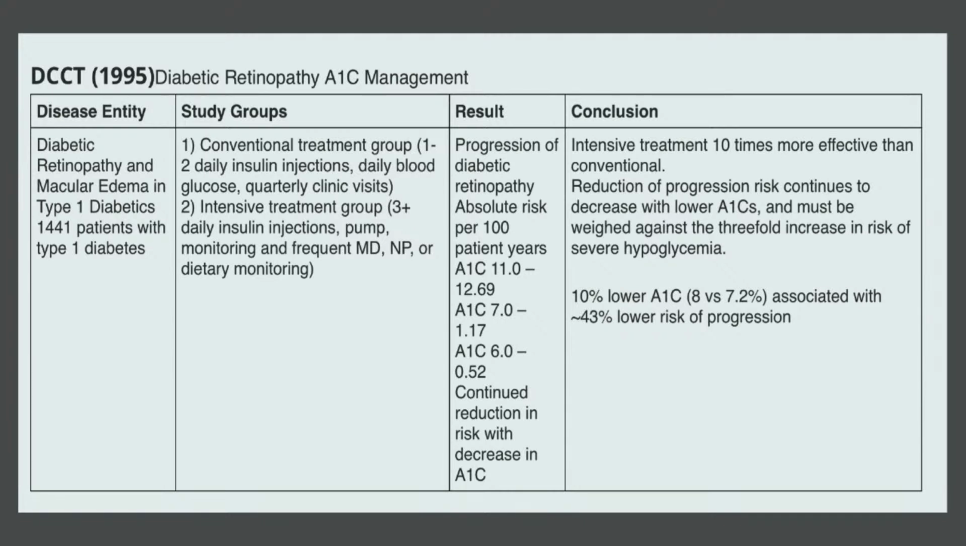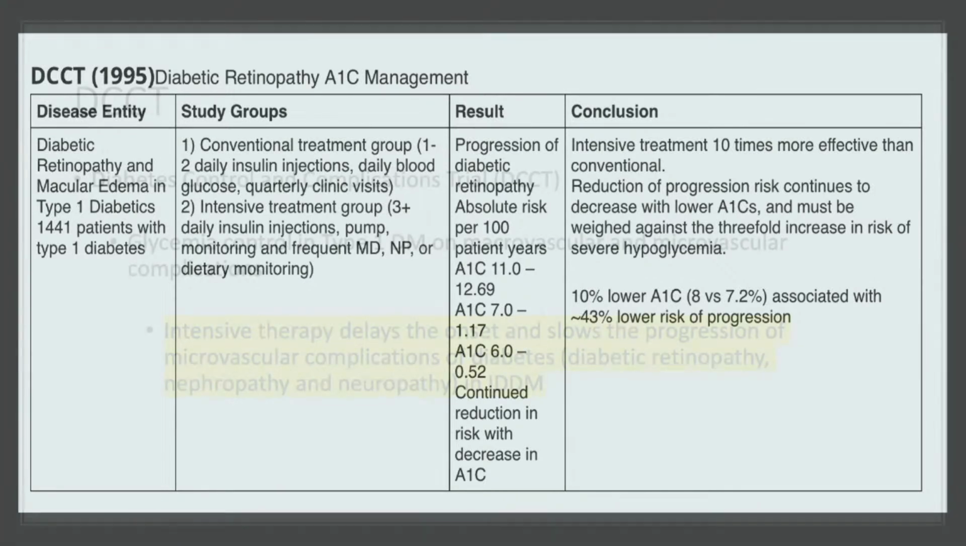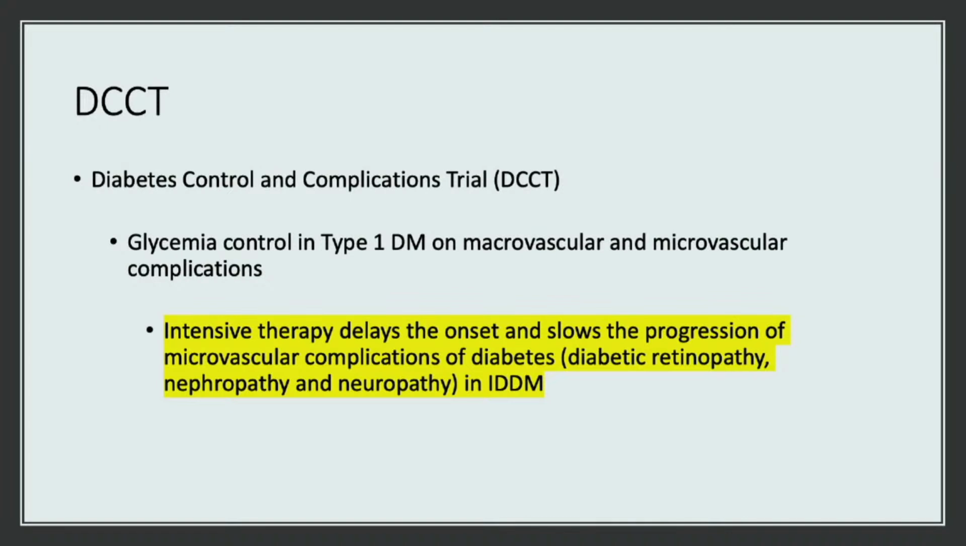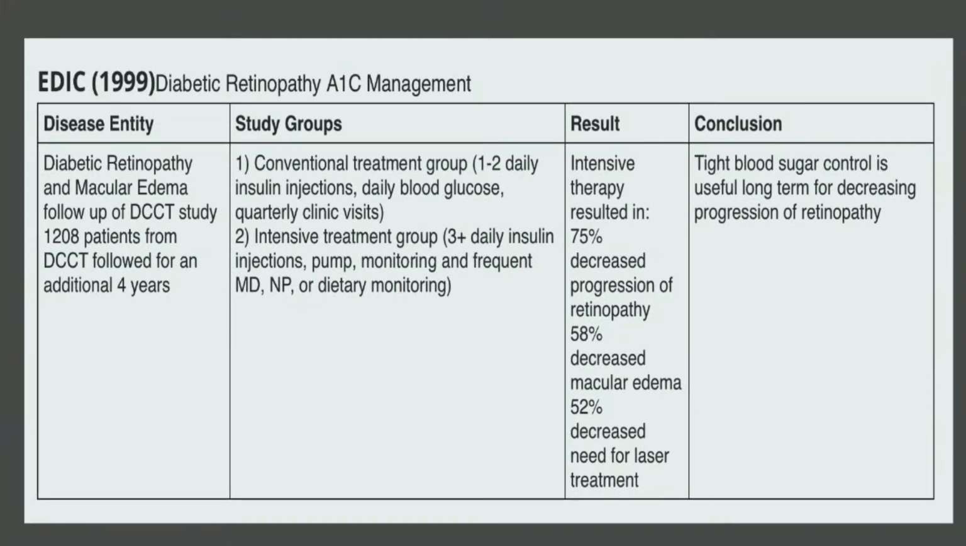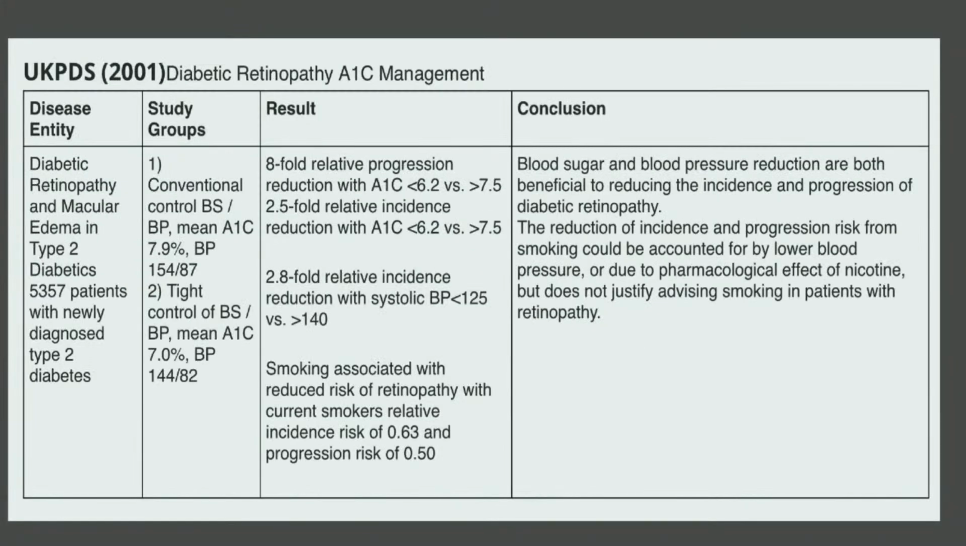Now the answer from the control study is that you have to keep the diabetes under very strict control. So the question is, what do you mean by very strict control? It should be less than 7. So that is the baseline benchmark. Intensive therapy definitely delays the onset and also slows the progression of not only diabetic retinopathy, it also prevents macro and microvascular complications. Now the UKPDS did the same thing with type 2.